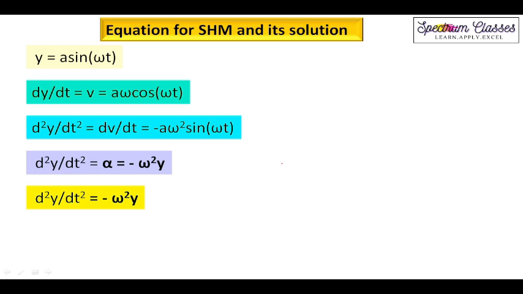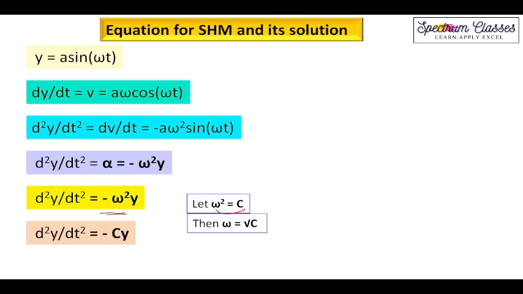Now moving further, this equation can be written in this form, and if we consider that omega square is equal to c, then omega is equal to under root c. On putting this value in this equation, in place of omega square I have written c. So we are going to get the solution for this equation. On the left hand side this is in terms of y, and here the multiple of y is minus c. So here I am going to highlight this.